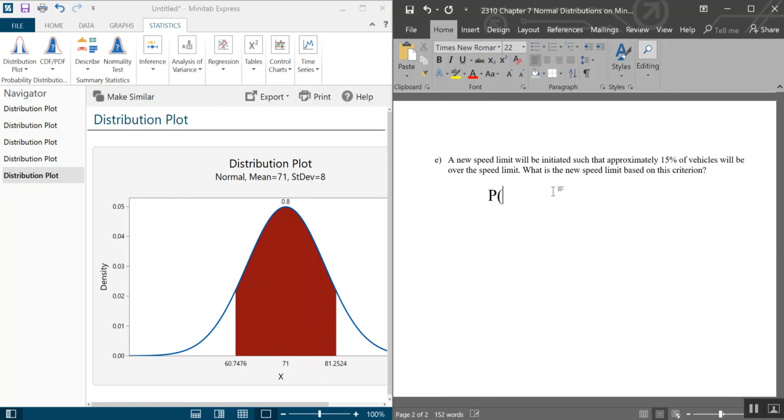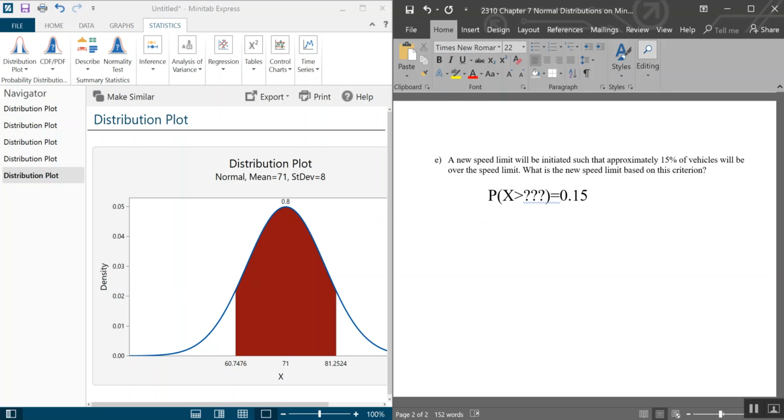So I want the probability that when I look at speeds over my unknown speed, which I'm going to call 3 question marks, I've already used 1 and 2, I get the top 15%. And that's how I know it's a greater than. I am having a hard time with my 0 today. It's sticking a little. There we go.